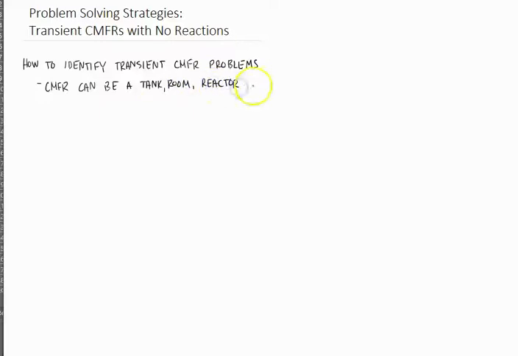So what I want to do is tell you first how you can identify types of problems or situations where you would need to use this kind of method. Basically, I'm talking about problems with transient, completely mixed flow reactors that have no reactions. So first, what is a CMFR? This is a flow reactor. It could be a tank, a room, a lake, or any sort of reactor with mixing throughout. Basically, what this needs is flow into and out of the reactor.